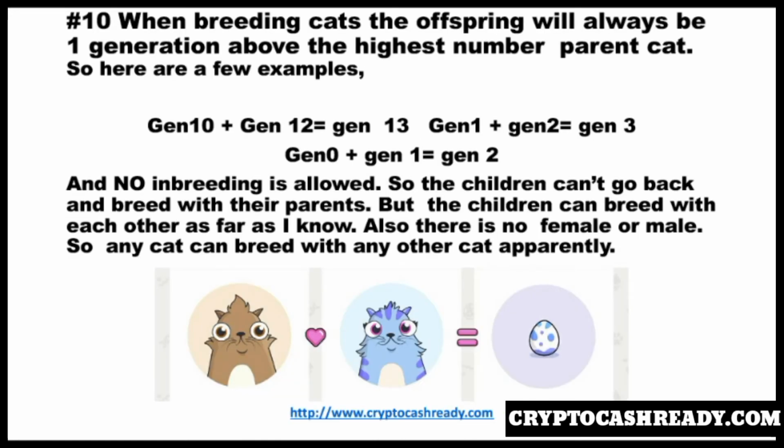Number 10. When breeding cats, the offspring will always be one generation above the highest number parent cat. So here are a few examples. Gen 10 plus Gen 12, you will get a Gen 13. Gen 1 plus Gen 2, you get a Gen 3. Gen 0 plus Gen 1, you get a Gen 2.